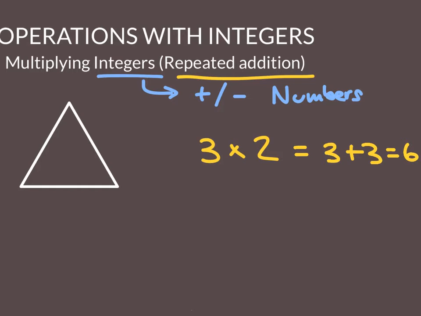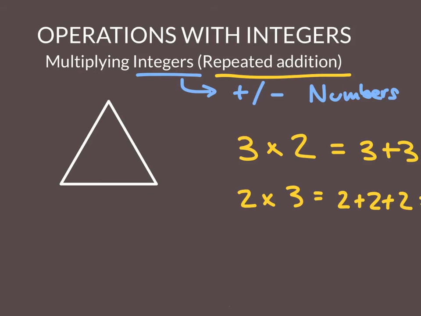Now, if I were to do 2 times 3, then really what I'm doing is adding 2 three times. All right, so that's going to give me 2 plus 2 plus 2. 2 plus 2 is 4, plus 2 again is going to give me 6, okay? And that's what we're doing, okay?